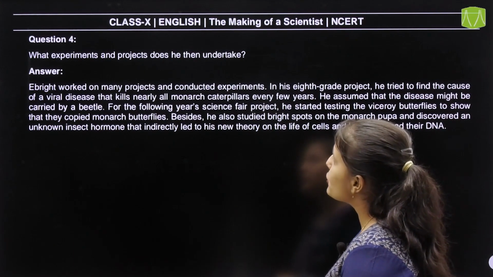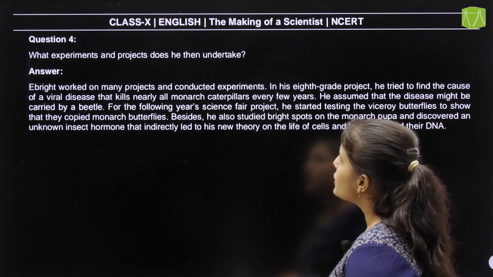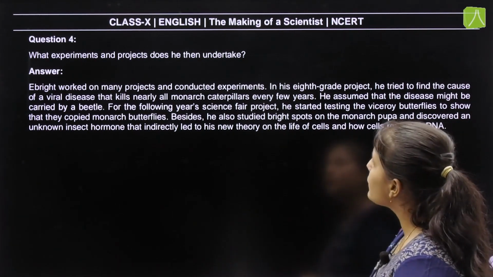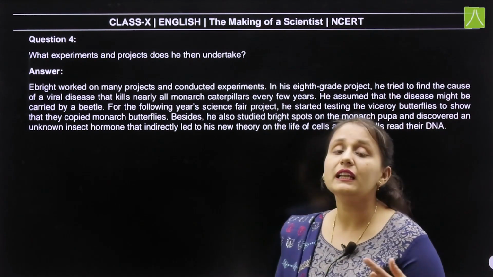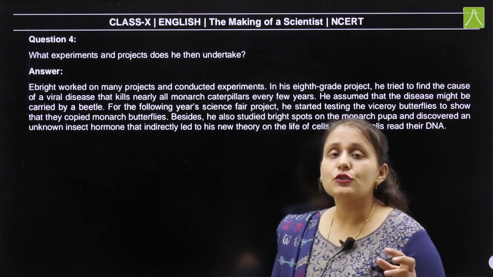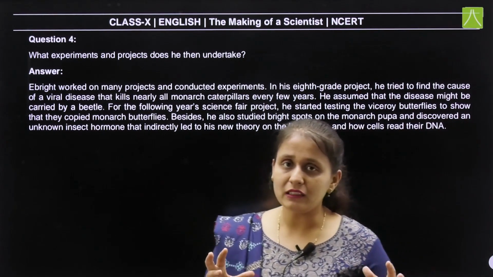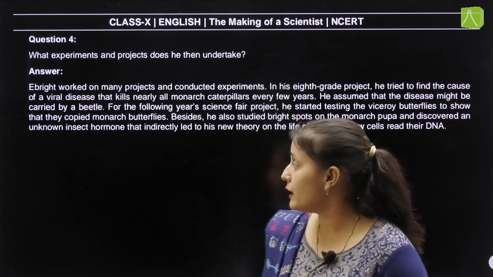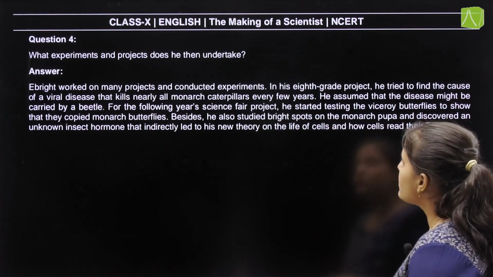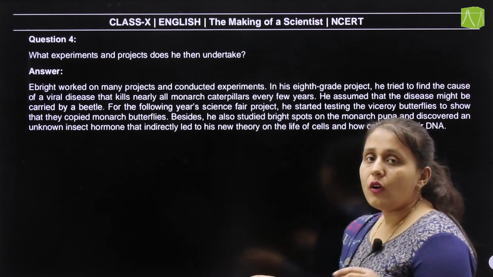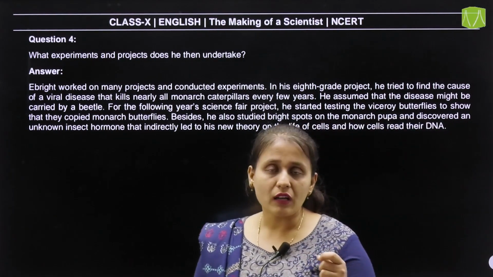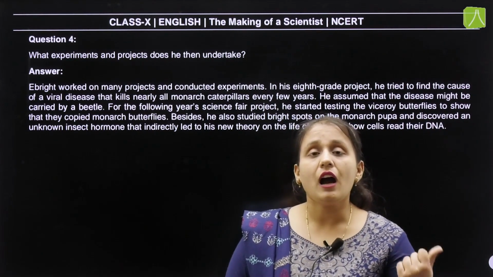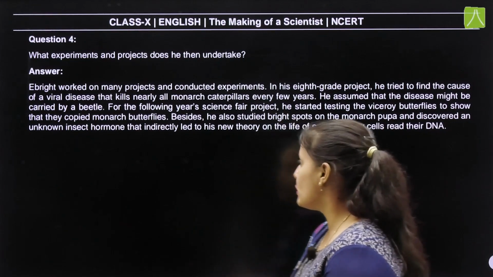What experiments and projects does he then undertake? In his 8th grade project, he tried to find the cause of a viral disease that was killing caterpillars. He did that experiment between caterpillars and beetles, and he kept them together, and later on he realized that it was not their fault. He also studied bright spots on monarch pupa, the child of monarch, and he studied what those spots indicate, that they are releasing a hormone which is helpful for their growth.